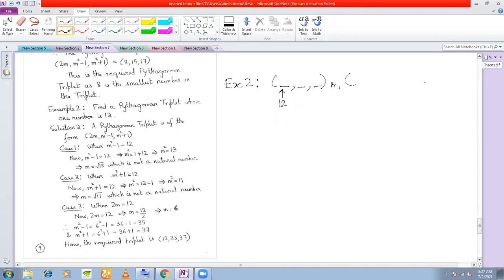or this can be 12, or you can have the highest number as 12, right? Either of the cases. So here we'll consider three cases: case 1, case 2, case 3. In case 1, which one should be 12? 2m. In the second case, which one should be 12? m square minus 1. And in the third case, which one should be our 12? m square plus 1. Isn't it? So we consider 3 cases. Case 1.